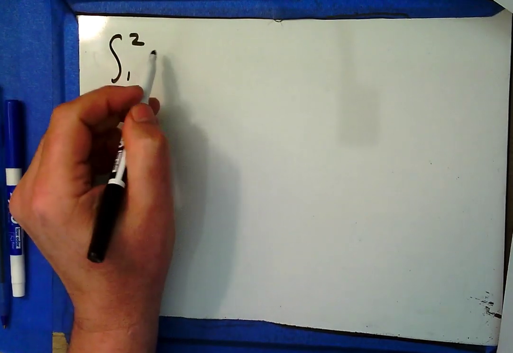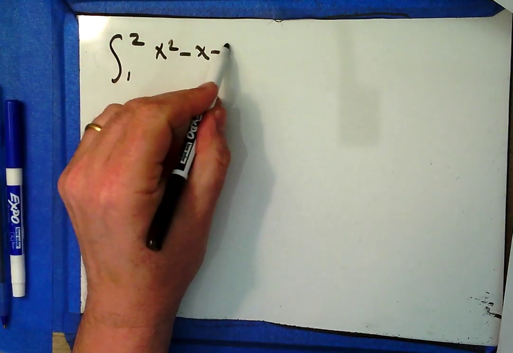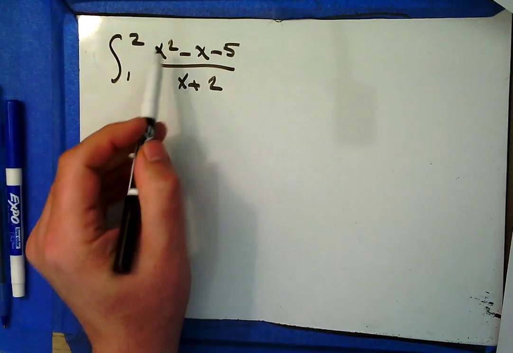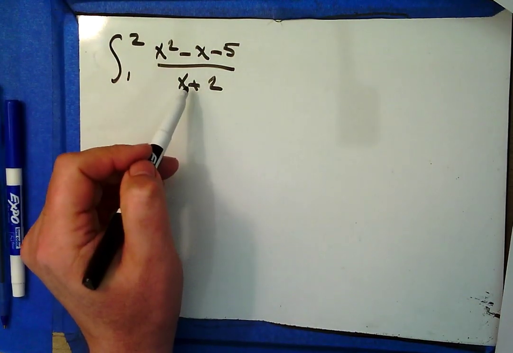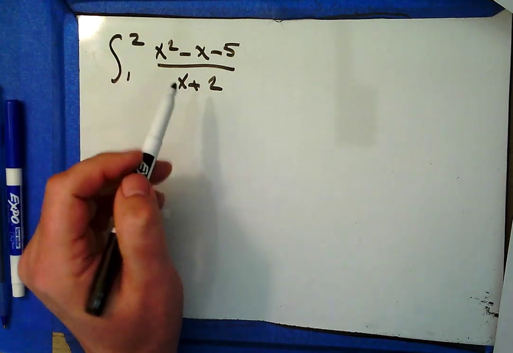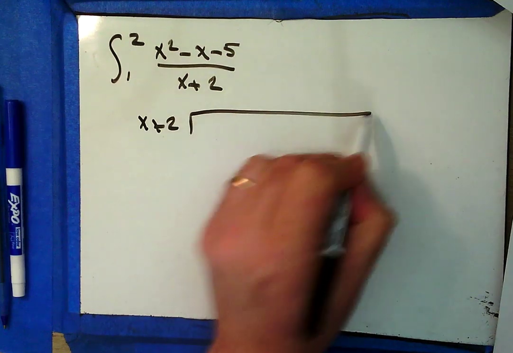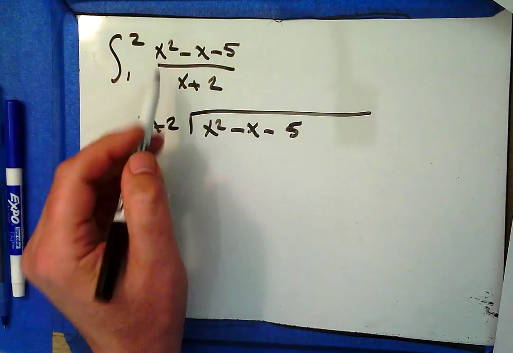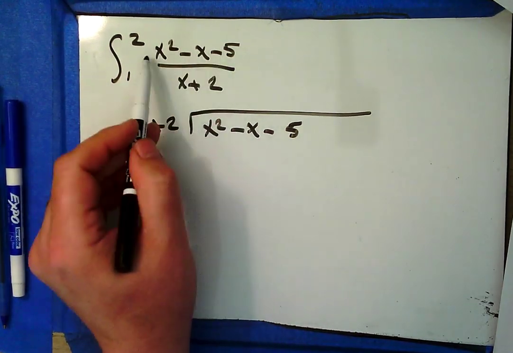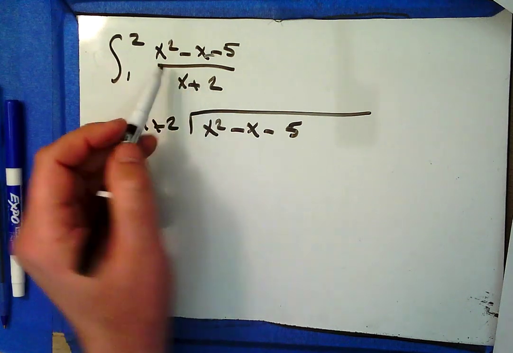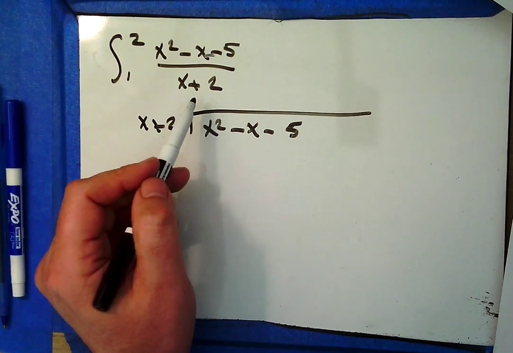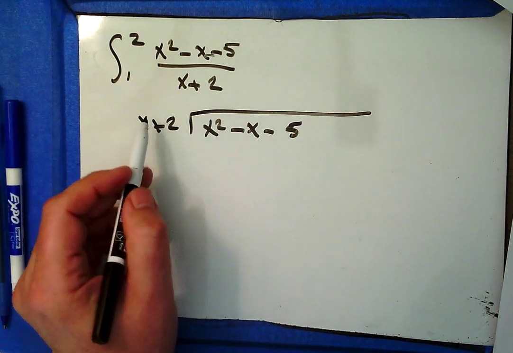Number 3 is the integral from 1 to 2 of x squared minus x minus 5 over x plus 2. So I see the degree here is greater than or equal to the degree here, and that makes me think I should be doing some long division. x plus 2 into x squared minus x minus 5. Before the long division, it might be worth thinking about, can I factor this? Because maybe I can factor and cancel. But this numerator isn't going to factor in a way that allows me to cancel out that x plus 2. So I'm just going to keep going on with my long division.